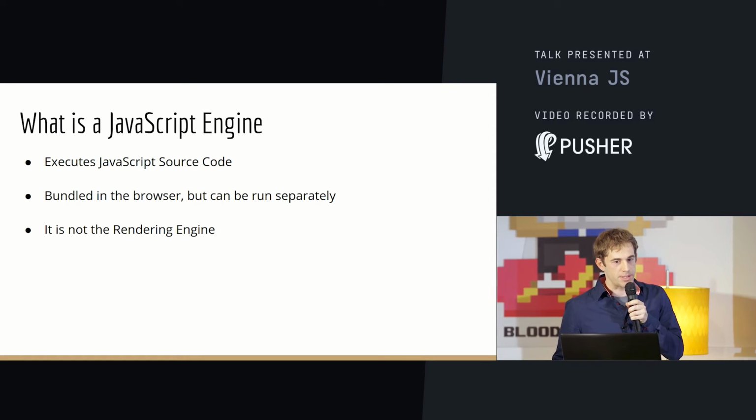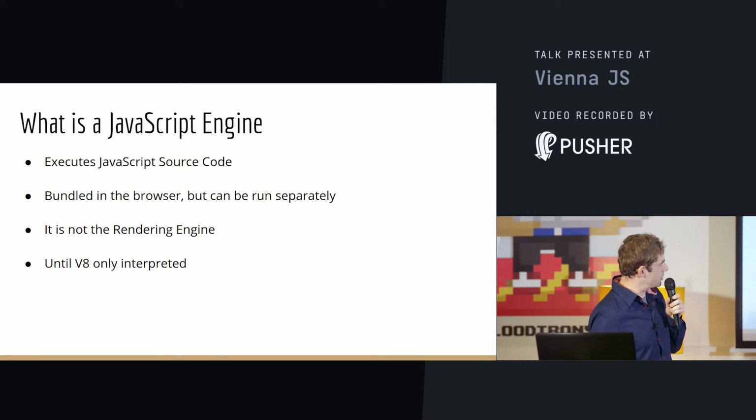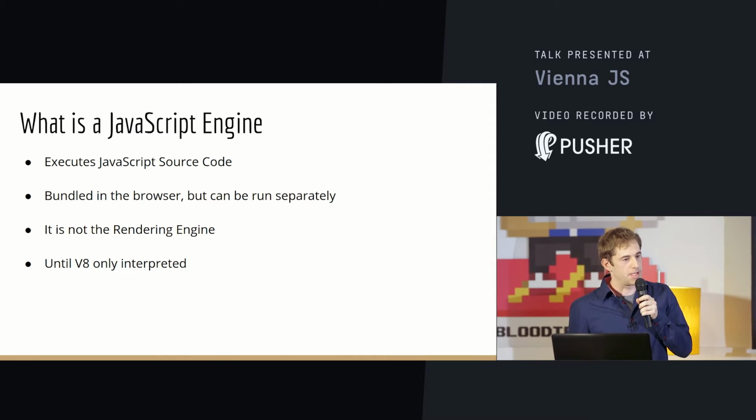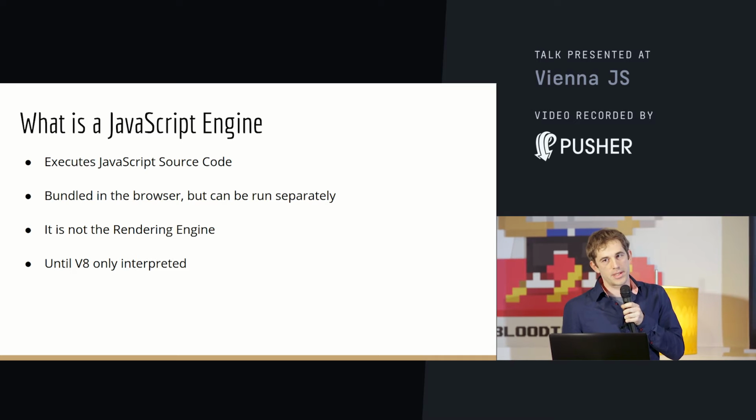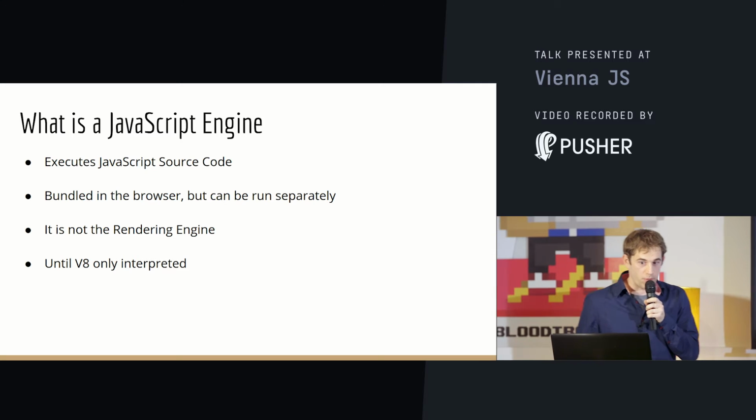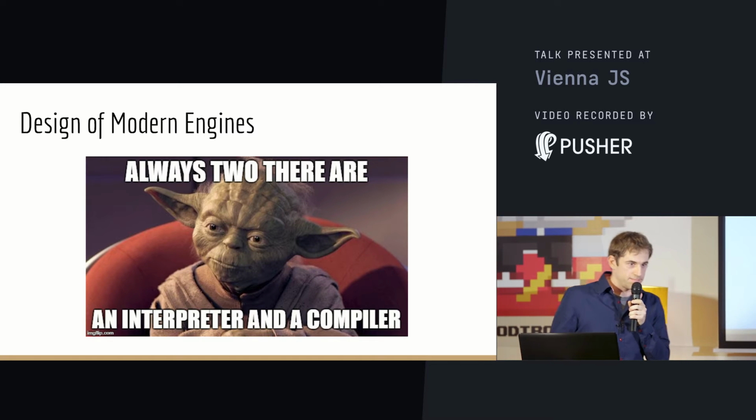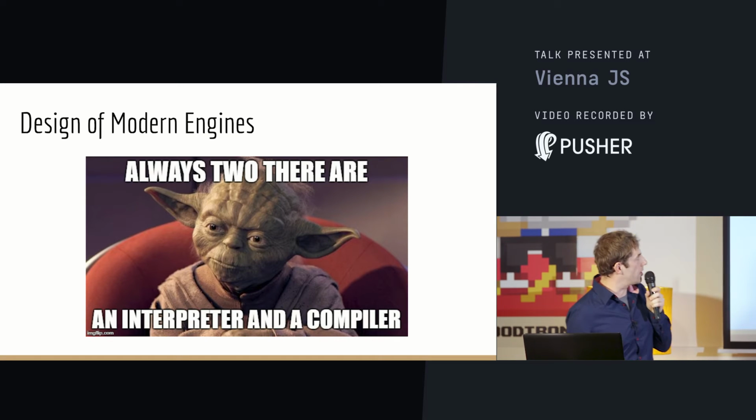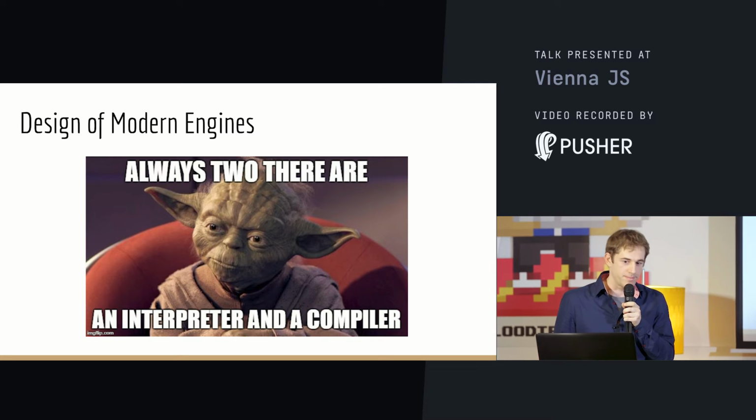This is something completely different. And what's also very important to know, usually JavaScript is interpreted, and until the release of Google's Chrome V8 engine, the engines only were simple interpreters. So by saying that, what has changed with V8? Well, these days, all modern engines are equipped with a compiler and an interpreter.